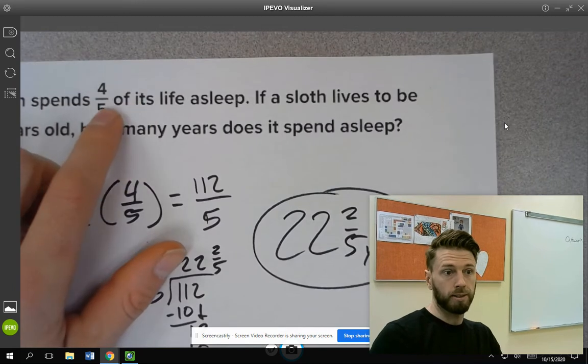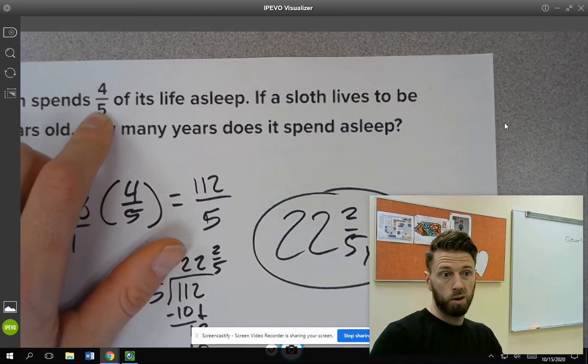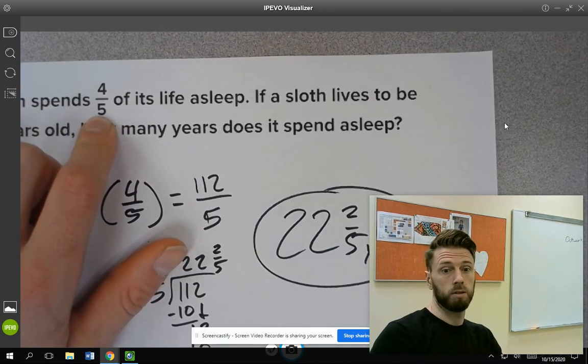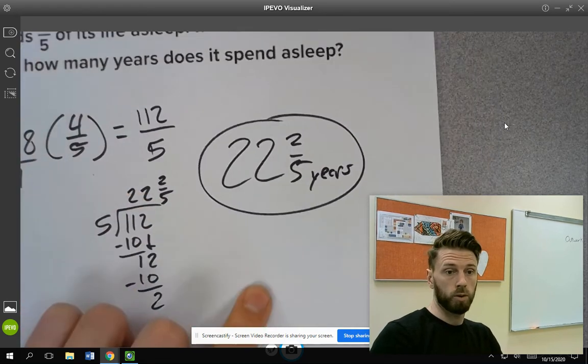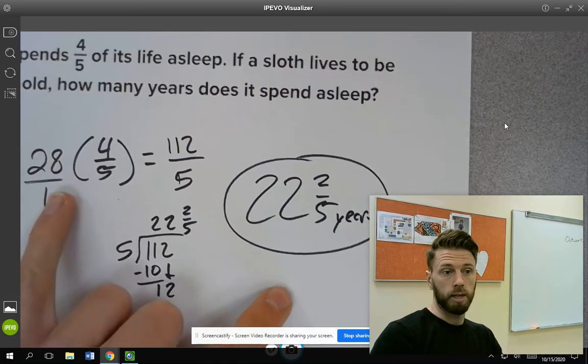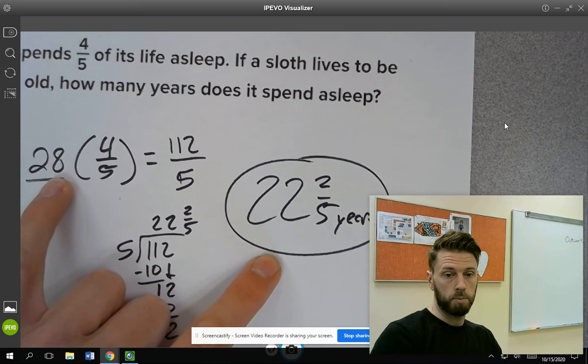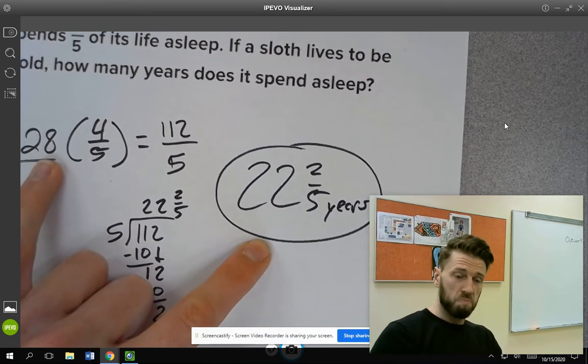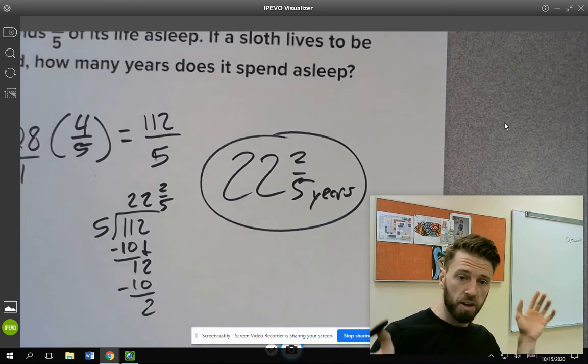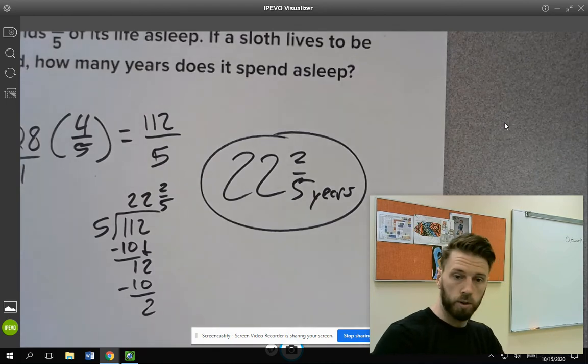Does it make sense if a sloth lives to be 28 that it will have spent 22 and 2/5 years of its life asleep? Well, 4/5 is a lot. It's almost one whole. That's almost its whole life it spends asleep. Is 22 and 2/5 out of 28 years alive a lot of it to be asleep? I think so. I think that this is a reasonable answer. I'm gonna go with it. Throw it in, and we're done.